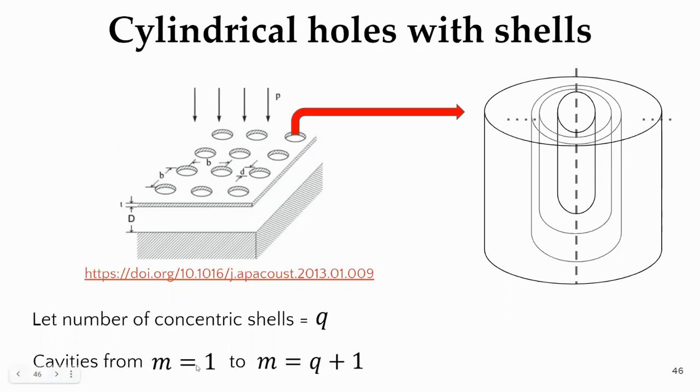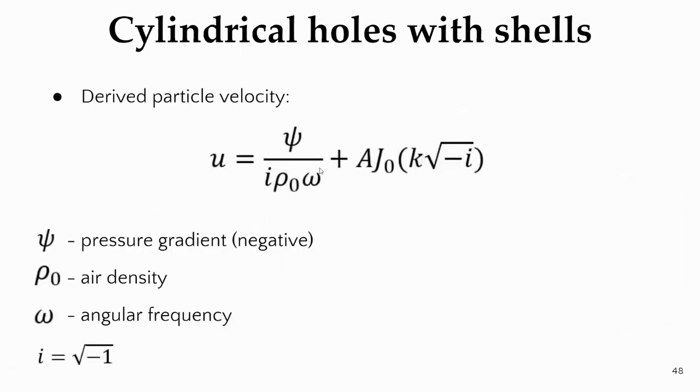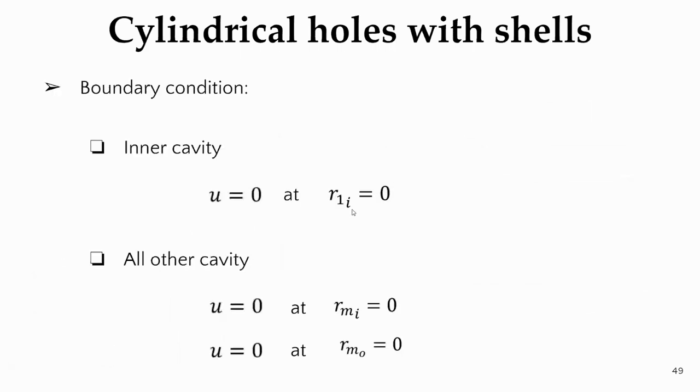Suppose we'll name it as m equal to 1 to q plus 1. And suppose Rmi is the inner radius of the mth cavity, and Rmo is the outer radius of the mth cavity. Same. So we know we derived this equation just before, when the different hole profiles were there. And this is the boundary condition. That is, at all the solid interfaces, the velocity becomes 0. First, for the inner cavity R1i, and for all the other cavities Rmi and Rmo, it becomes 0.